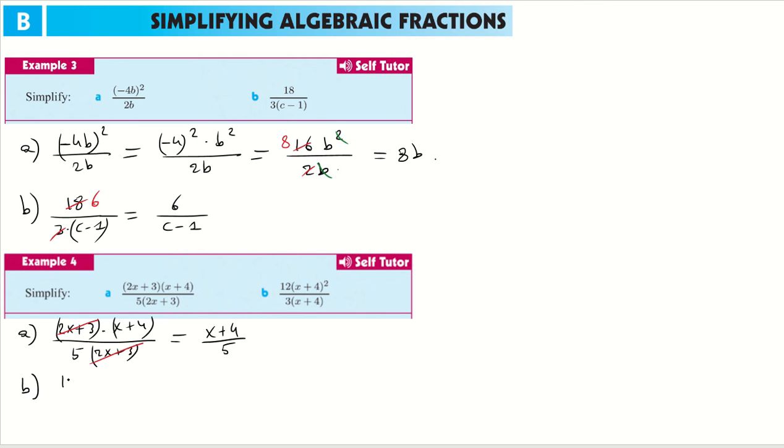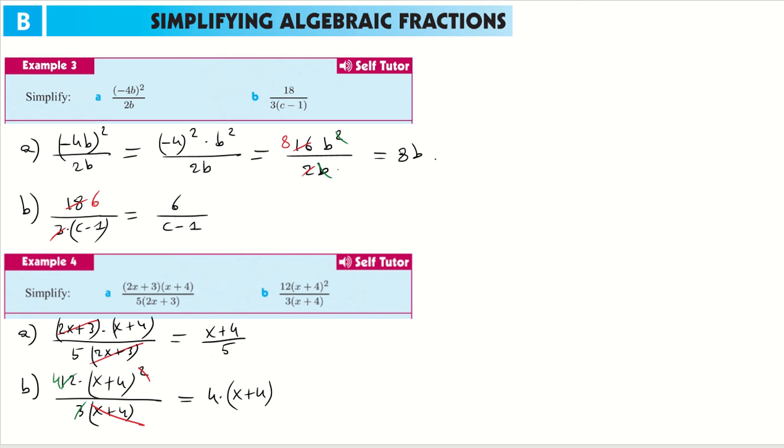Then the second expression, 12 times x plus 4 to the power of 2 over 3 times x plus 4. I have an x plus 4 in the numerator, I have an x plus 4 in the denominator, they cancel out. And I have a 12 in the numerator and a 3 in the denominator, that becomes a 4. So this becomes 4 times x plus 4. If you want, you can expand that, or you can just leave it like that.